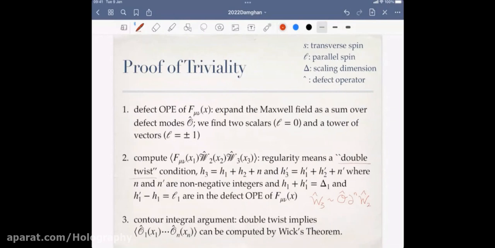And then given that, in the third step, we use that to show that if you want to calculate a correlation function of these O's, you can do it very simply just using Wick's theorem. And so there's really no dynamics in the theory. The stuff on the boundary is basically free. So those are the 3 steps of the proof, and now we'll go through them one by one.